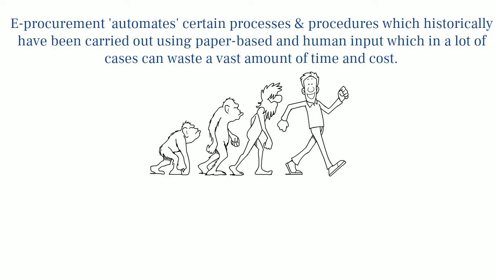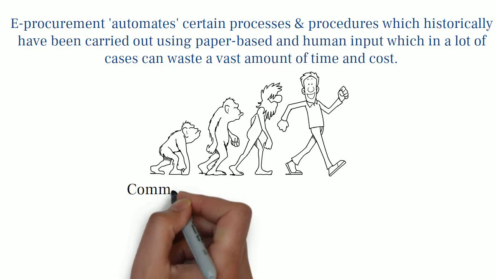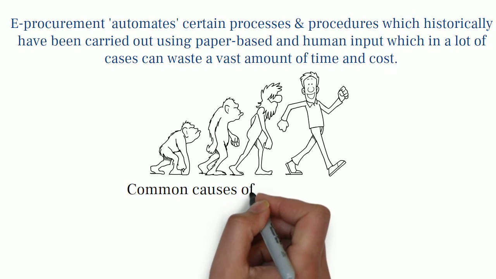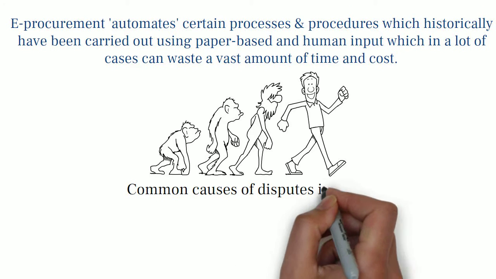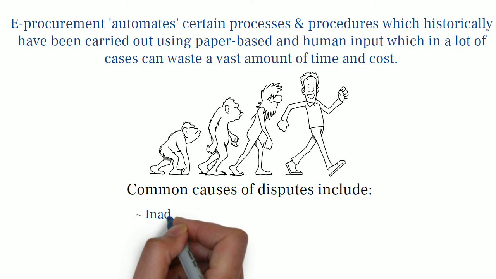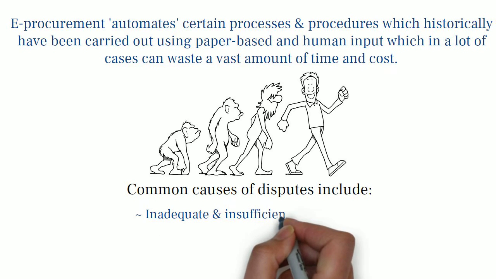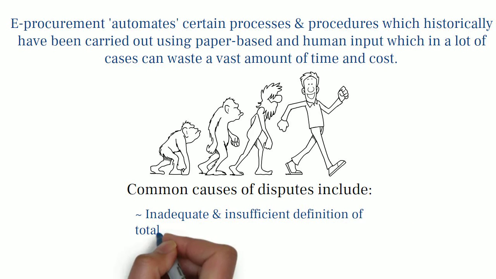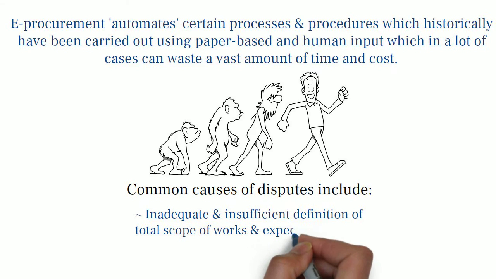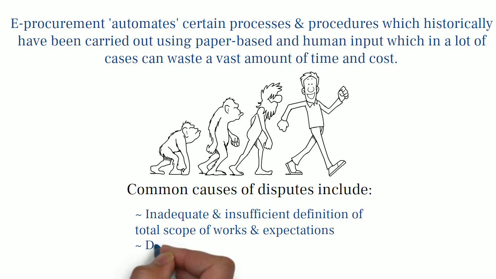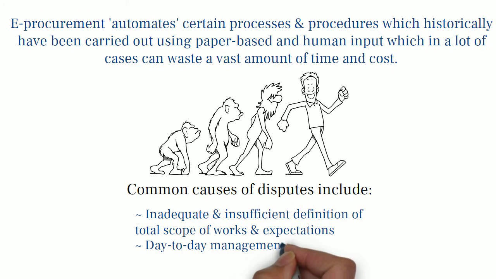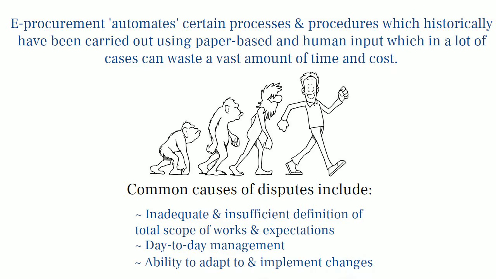So why exactly is e-procurement becoming a necessary part of a construction project? Well, some of the most common causes of disagreements and disputes in construction contracts is down to an inadequate and insufficient definition of the total scope of works and expectations from the client, as well as general day-to-day management of the project during construction and ability to adapt to and implement changes or variations.